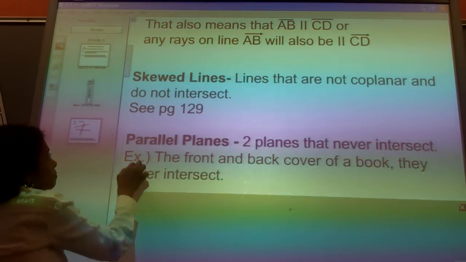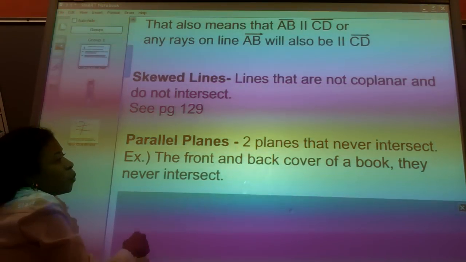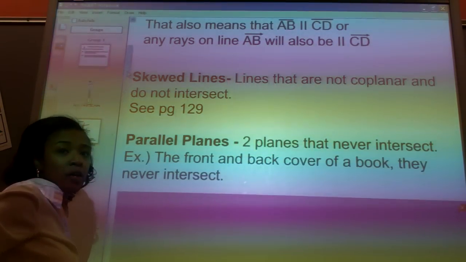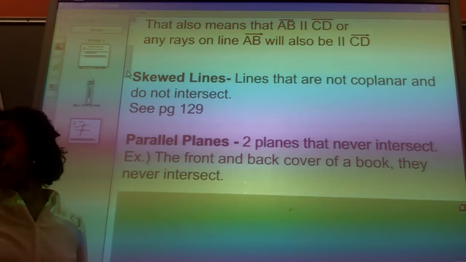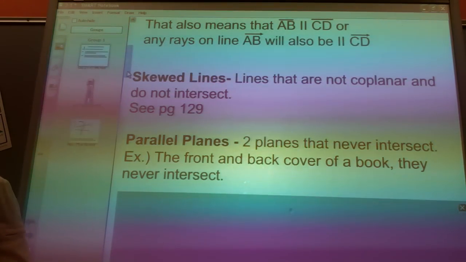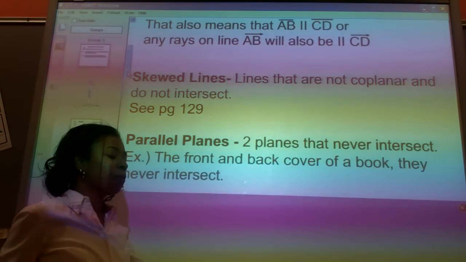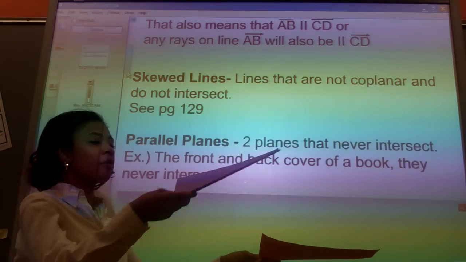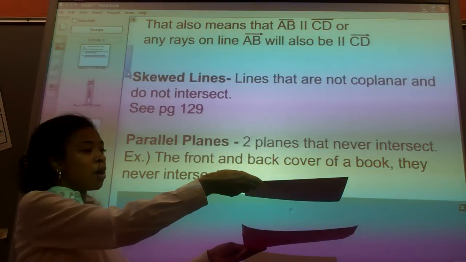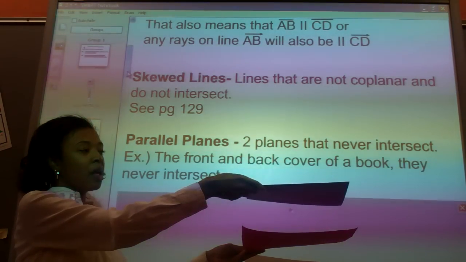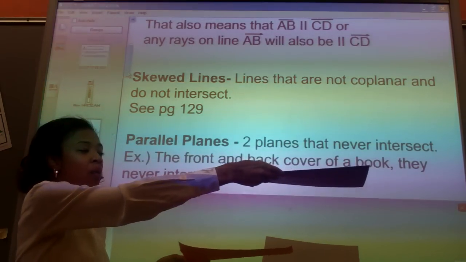Parallel lines, some example, two planes you can also have, like you do have parallel lines. You can have two planes that will never intersect. For example, I have a red sheet of paper that represents one plane, and I have a purple sheet. These two planes are parallel to one another, meaning they will never intersect. They go the same exact direction.